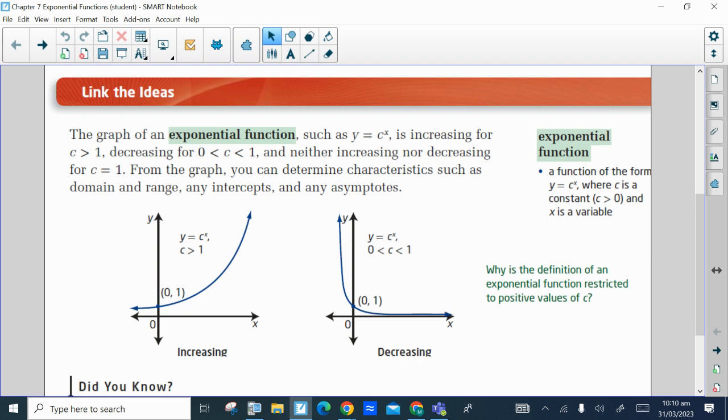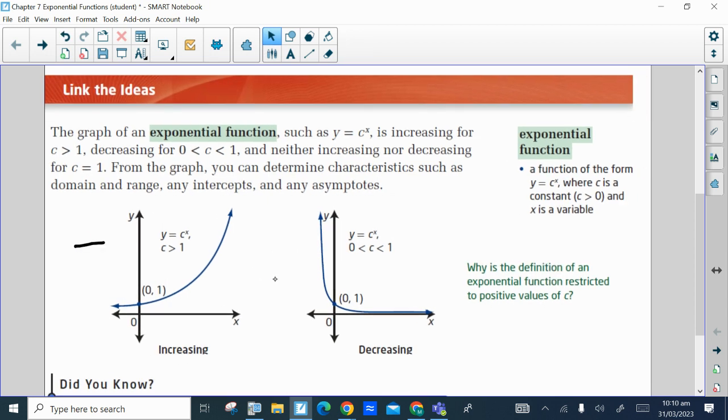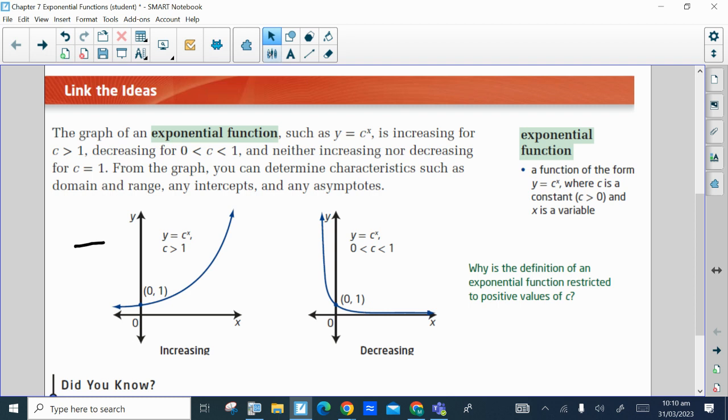So from the graph, you can determine characteristics such as domain, range, any intercepts, and any asymptotes. So you'll see that these exponential function graphs will have asymptotes. On the right, it says an exponential function is a function of the form y equals c to the x, where c is a constant, and c will always be greater than 0 for our work in this chapter. X is the variable.